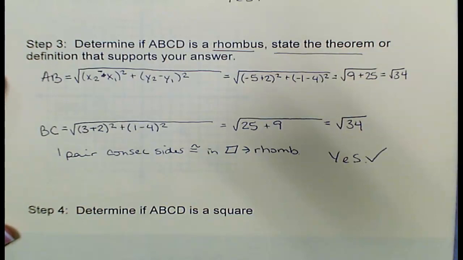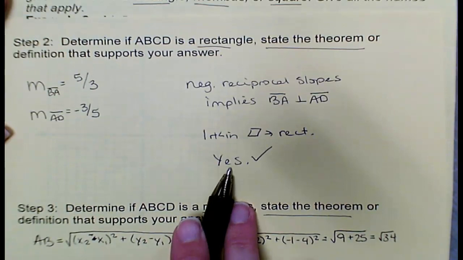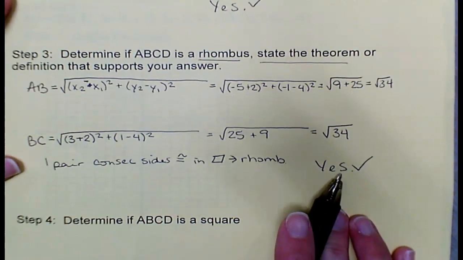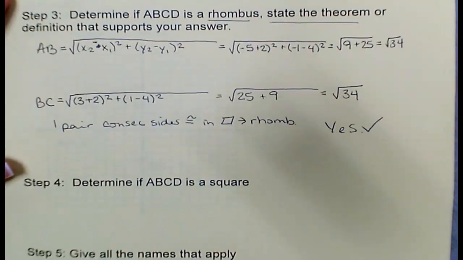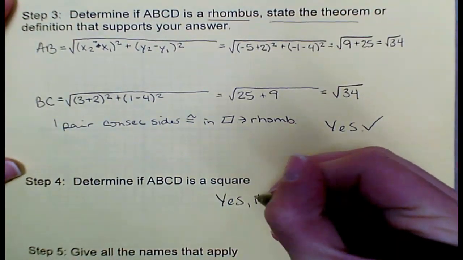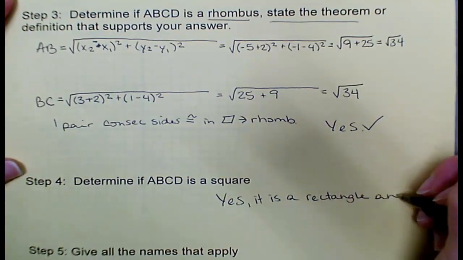And finally, I need to determine if ABCD is a square. Well, if you remember from the last set of notes that the definition of a square is a quadrilateral with 4 right angles and 4 congruent sides, we already determined that this was, yes, a rectangle with 4 right angles. We determined that this was, yes, a rhombus with 4 congruent sides. Therefore, this is a square. Yes. It is a rectangle and rhombus.